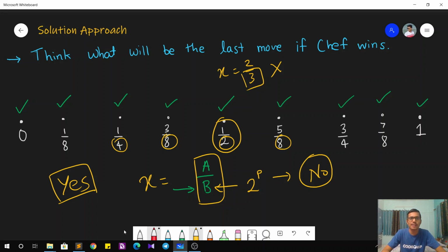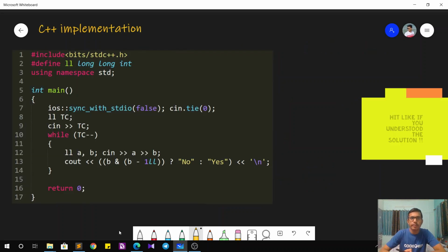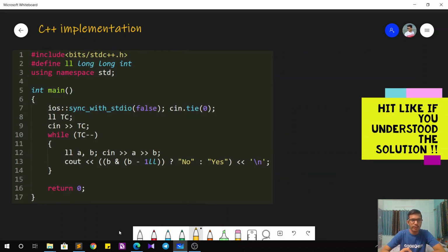Now let's quickly see how the implementation is done in C++. So the implementation is pretty straightforward. We take the input for the number of test cases. Then for each test case, we take the input of number x, that is represented as a divided by b. So the numbers a and b are taken as input, and then we have to just check if b is a power of 2.